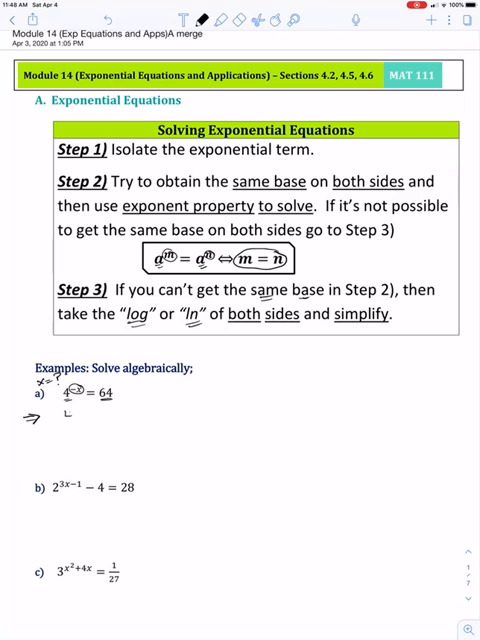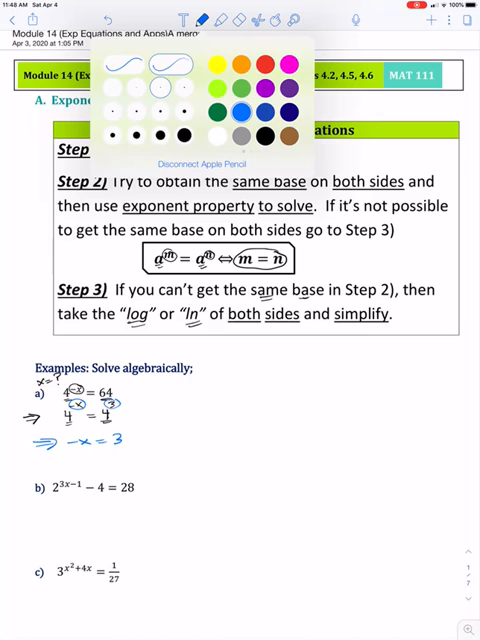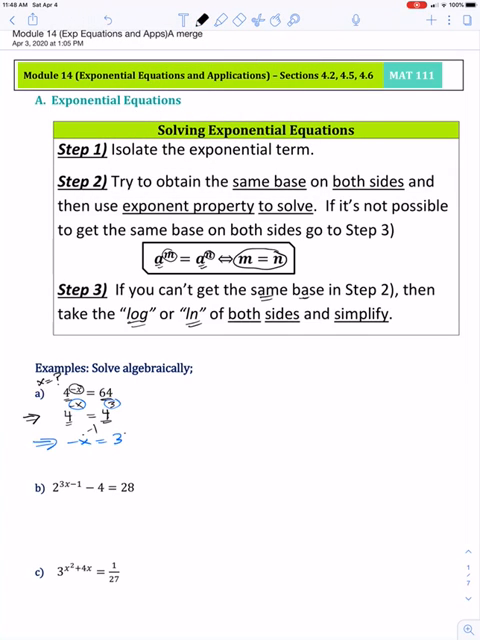But I'm going to go ahead and rewrite 64. We all know that 4 times 4 times 4 is 64. 4 cubed is 64. 4 times 4 is 16. 16 times 4 is 64. So now that the bases are equal, we know that these exponents are equal. So we can drop down the powers, right, and set those equal to each other. So if negative x equals 3, right, we multiply both sides by negative 1, and we come up with our solution to the exponential equation, and that x equals negative 3.